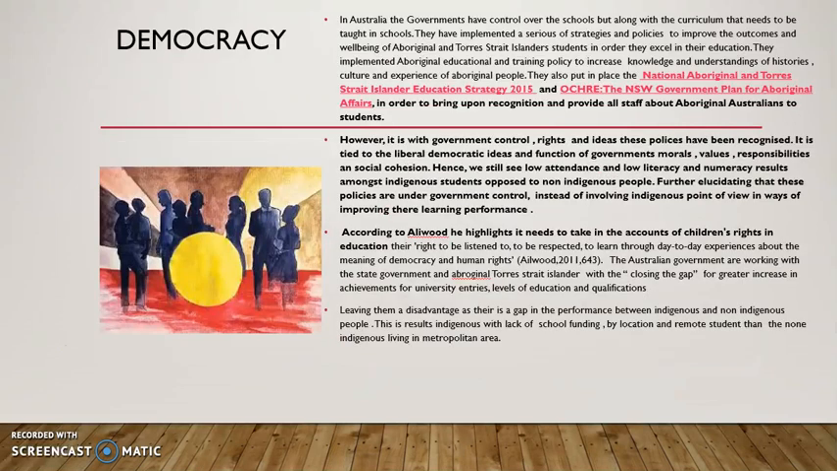Democracy. In Australia, the government has control over the schools, along with the curriculum that needs to be taught in schools. They will implement a series of strategies and policies to improve the outcomes and well-being of Aboriginal and Torres Strait Islander students in order to excel in their education. They implement Aboriginal education and training policy to increase the knowledge and understanding of histories, culture, and experience of Aboriginal people. They put in place the National Aboriginal and Torres Strait Islander Strategy and also New South Wales Government plans for Aboriginal affairs in order to bring recognition and provide all staff with knowledge about Aboriginal Australians.